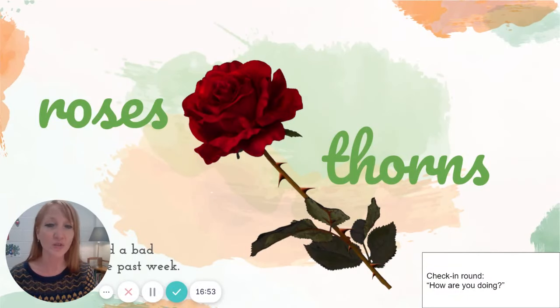I forgot to say that we always pass the talking piece to the left, which is the direction of the heart. It's just one of the rituals of the restorative justice circle.